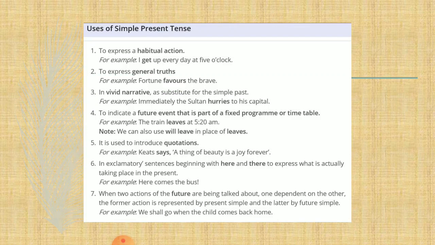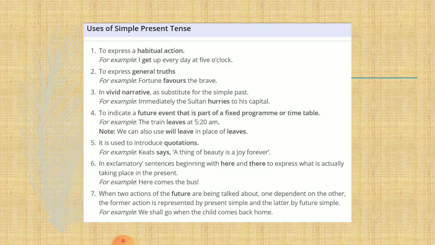We use this tense to introduce some quotation, like a thing of beauty is a joy forever. Point six, very important: in exclamatory sentences, especially those beginning with here and there, we use the simple present tense. Example: here comes the bus.